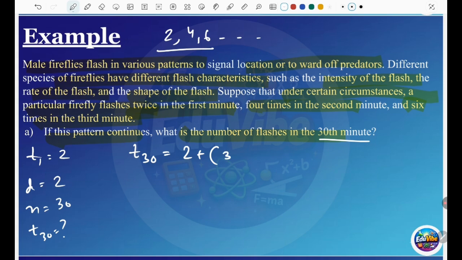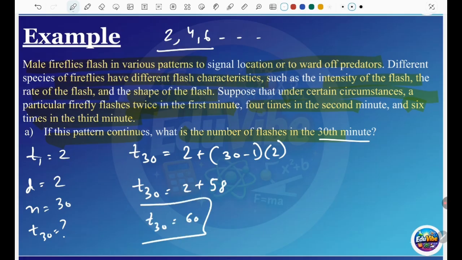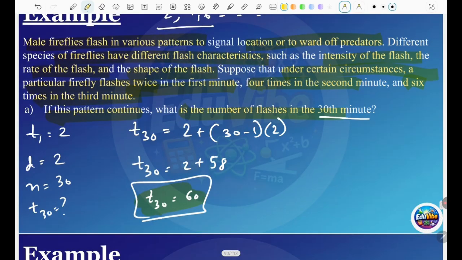So 2 plus 30 minus 1 times 2. You get 2 plus 58, which is 60 in that case. So T30 is 60.